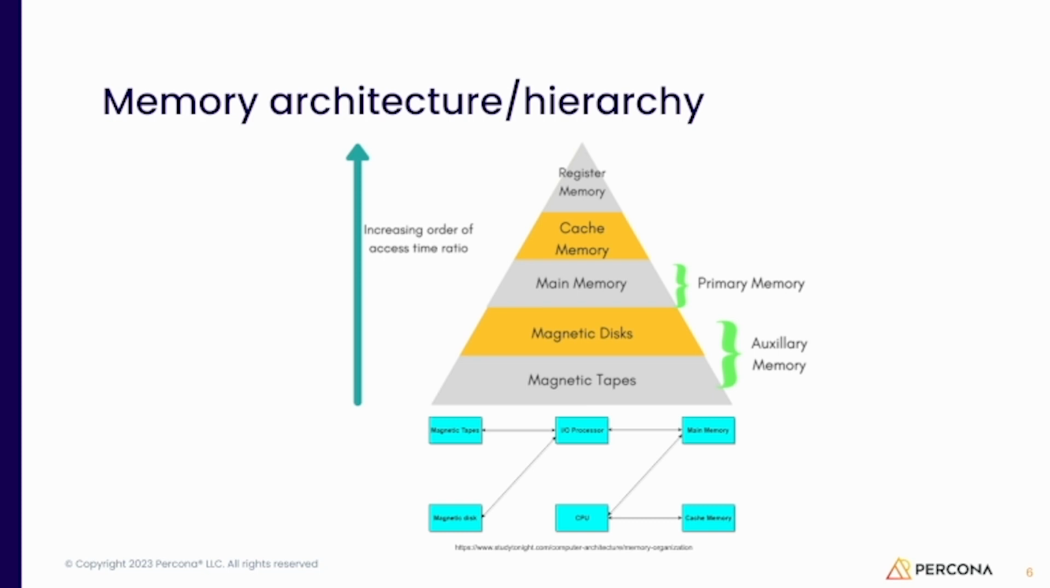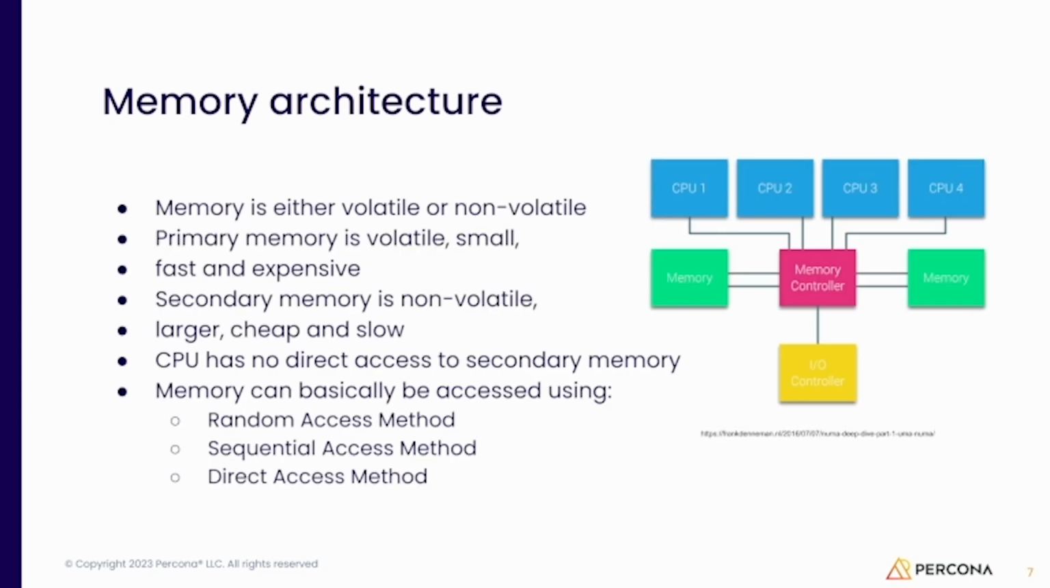So memory, as we call here, the price decreases as we go to the base of the pyramid here. Magnetic disks and SSDs are a lot cheaper than the cache memory and the CPU registers. On the other hand, the performance increases as we go to the top. As we get closer to the CPU, the performance is going to be faster, but the price is also going to be higher. And that's why we have so little memory, for example, for the CPU cache.